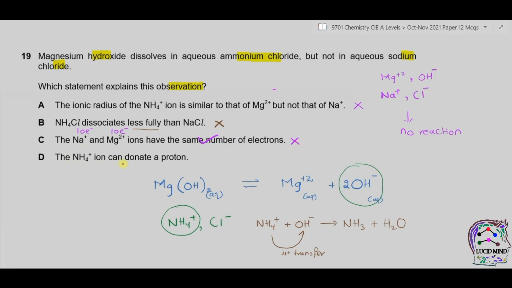Part D, the ammonium ion can donate a proton. Now we can see that ammonium ions can react with OH- and donate a proton to OH- to form ammonia and water. Now what will happen is that the equilibrium will shift in the forward direction because the concentration of OH- ions decreases. So when it moves in the forward direction, the solubility of magnesium hydroxide will increase. So therefore we can say that magnesium hydroxide dissolves in aqueous ammonium chloride. Correct option is therefore D.